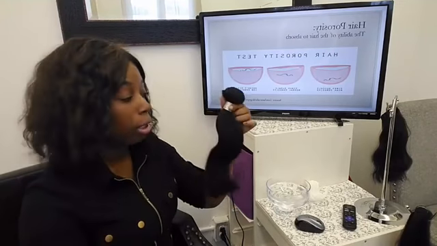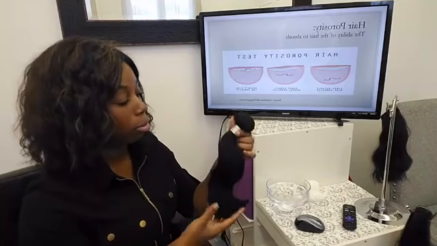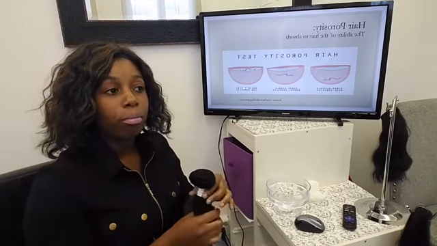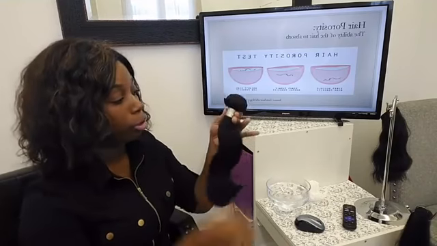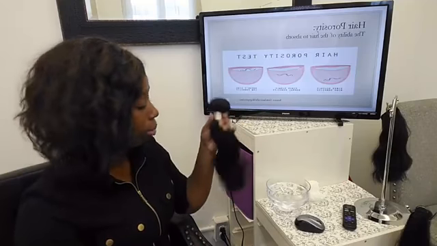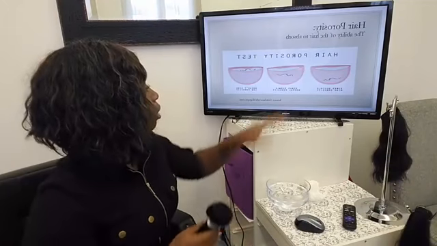Also, if I were to color this hair, or any hair that has low porosity, I would need to use a higher volume to be able to penetrate each strand, to be able to lift this color up. Okay, so this is normal.